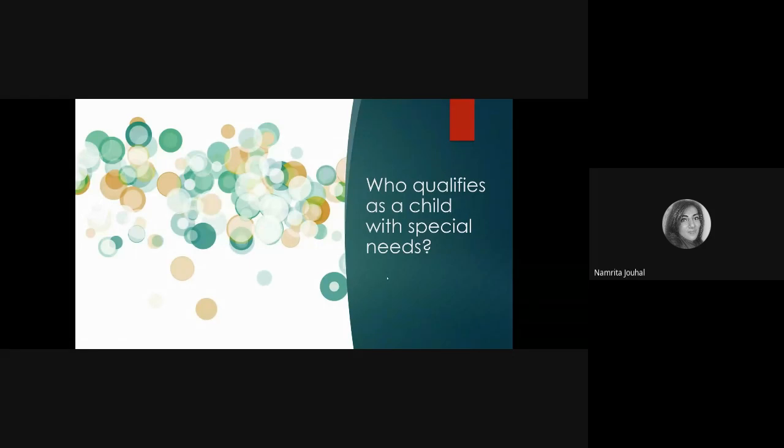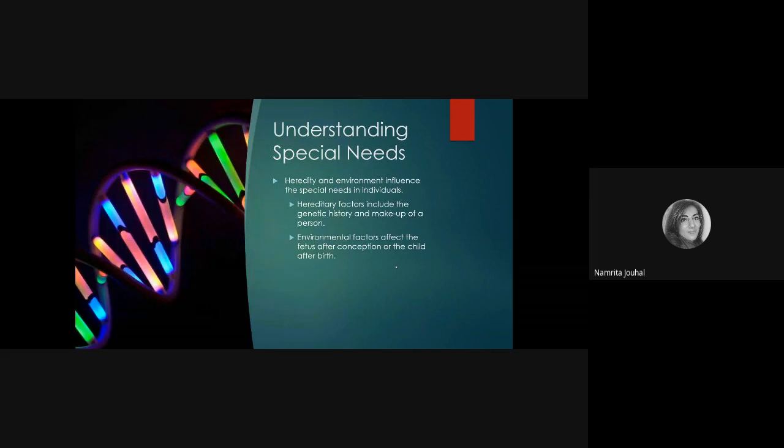Special needs children. Who are they? Who qualifies as a child with special needs? Understanding special needs is basically about the environment that they live in. It could be hereditary, so the factors could be genetic or environmental.